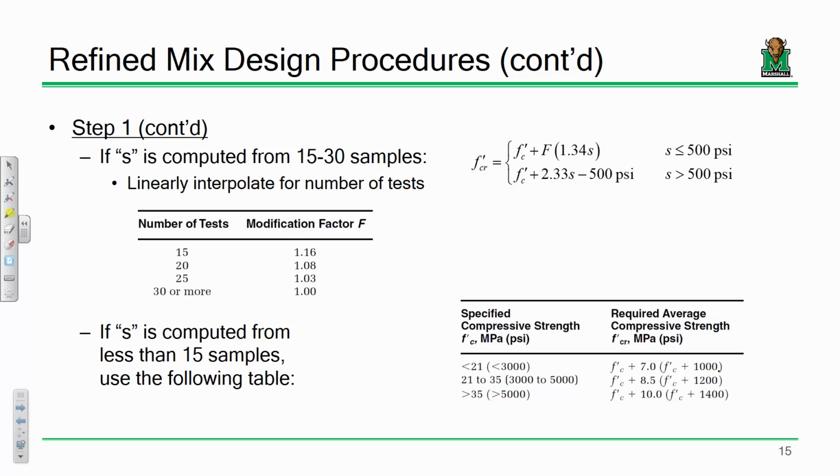All right, so if you've got a standard deviation from anywhere from 15 to 30 samples, we take that initial equation and adjust it by a modification factor. And what you'll find is the fewer tests we perform, the higher the required compressive strength will be. Now, I'm sure somebody's going to ask, this is if you're doing 15 tests, this is if you're doing 20 tests, what if you do 16 or 17? Just linearly interpolate, okay?